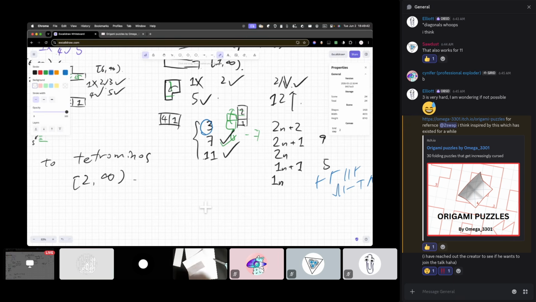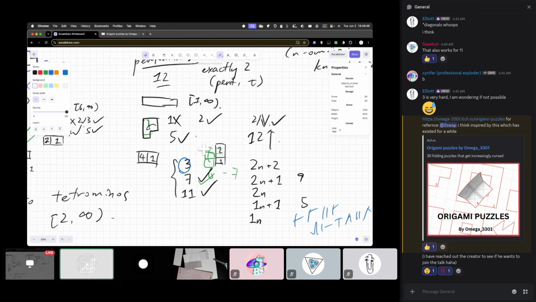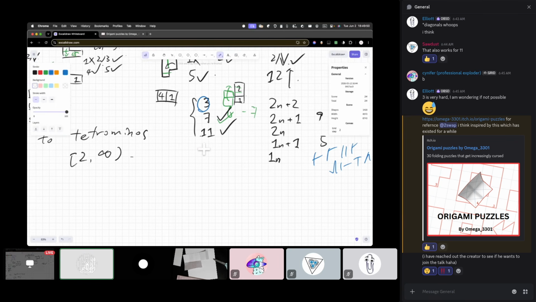We'll continue. Here I'm not sure if 3 is possible. 7 and 11 are possible. And so 3 is one of the unknown cases. So P pentomino and 3 is one of the unknown cases. So I'll put this as red. Unknown. P pentomino thickness 3, we're not sure if it's possible.